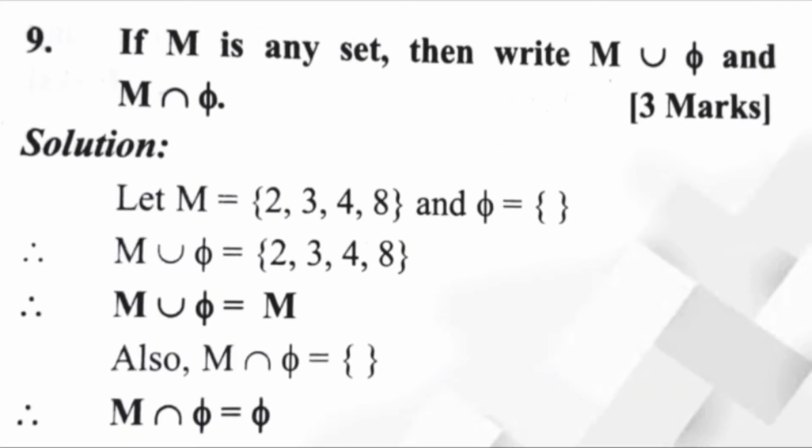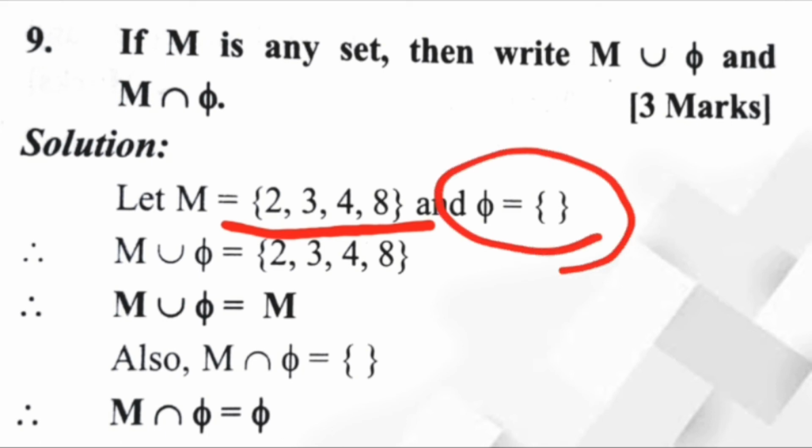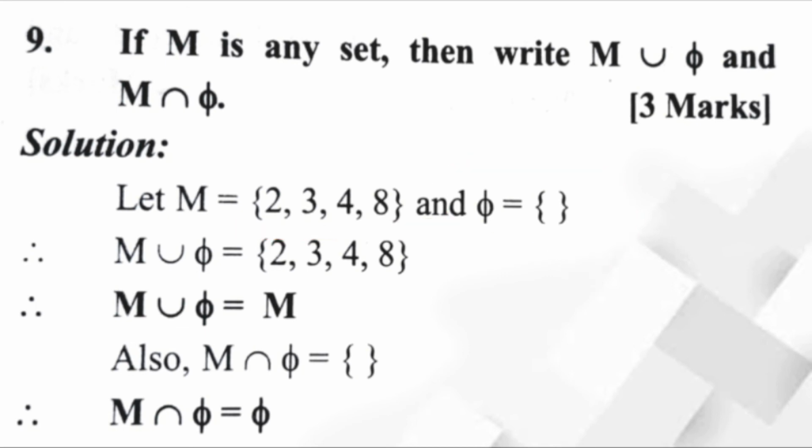ओके, क्वेश्चन नंबर 9. इफ M इज एनी सेट देन राइट M यूनियन empty set and M intersection empty set. Okay, so M is any set, so we are considering M which has elements 2, 3, 4, 8. आप इसमें कोई भी elements ले सकते हो, because we have to consider the elements by our own. Empty set means null set, means there are no elements present in this.